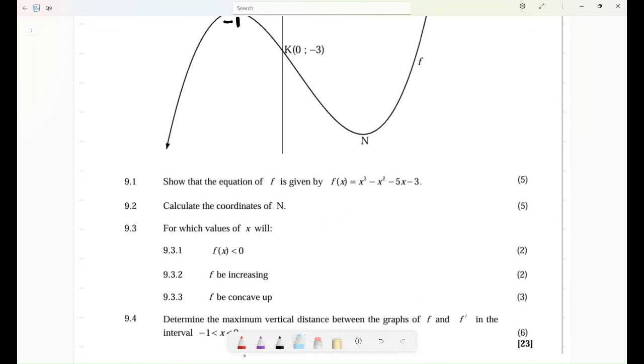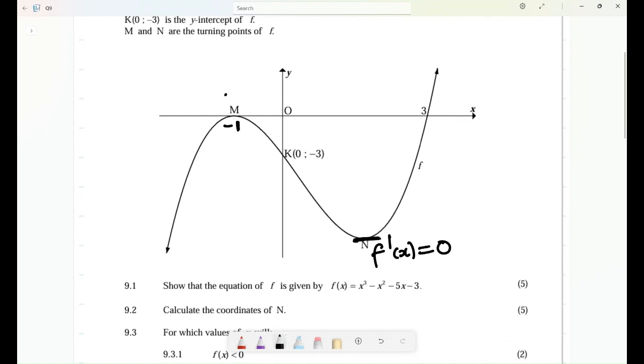5.9.2. Calculate the coordinates of n. What is n? N is our turning point, and we know at our turning point, I've also stated this in question 6, we know that at the turning point, the gradient, which is our derivative, is equal to 0. We know here the derivative is equal to 0.